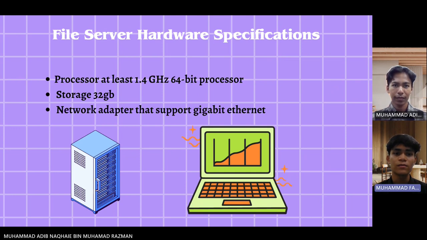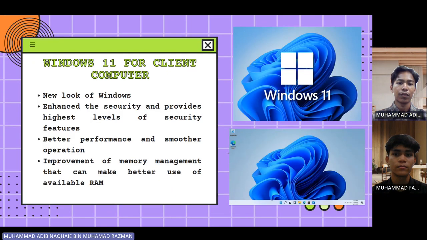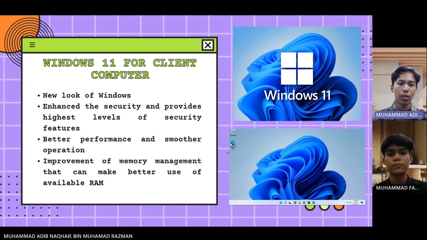Next is our file server hardware specifications. Processor at least 1.4 GHz 64-bit processor, 32 gig storage, and its network adapter supports gigabit ethernet. So next, for the Windows operating system for client computer, we choose Windows 11.